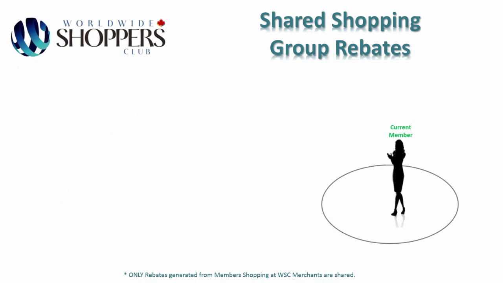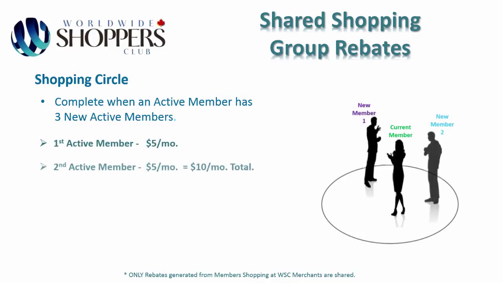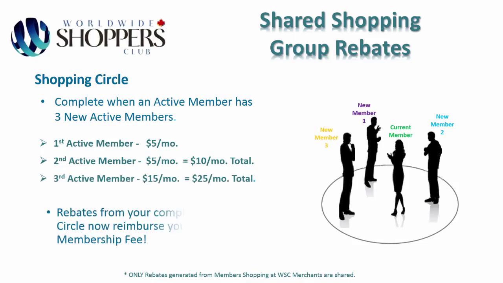Shared shopping group rebates starts by creating a shopping circle. A shopping circle is completed when an active member has 3 new active members. So let's take a look at that. First of all, here's the new member. The first member, you receive $5 per month in rebates. The second member will generate another $5 a month in rebate, or a total of $10 per month. And the third active member to complete your shopping circle will generate $15 a month in rebates for a total of $25.